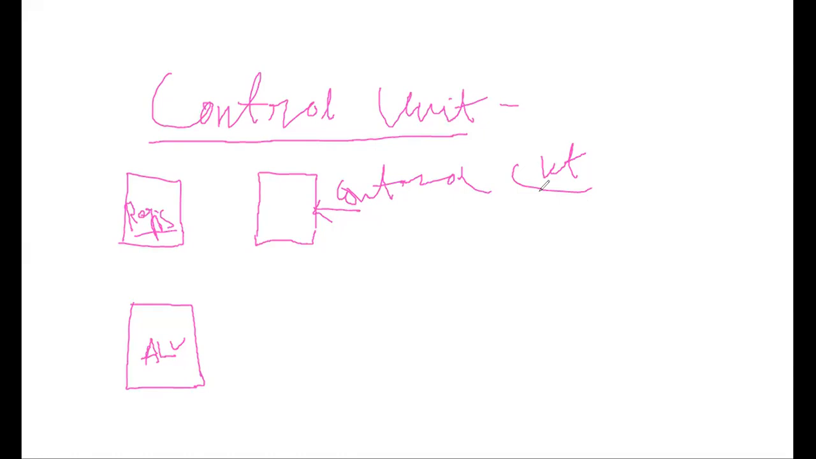So today's topic is your control unit, and as we know, the basic components of the control unit include a register bunch. This is the control circuit. That is most important, that we're going to discuss today, this part. This is your control unit, a control circuit, and this is the arithmetic logic unit, ALU.